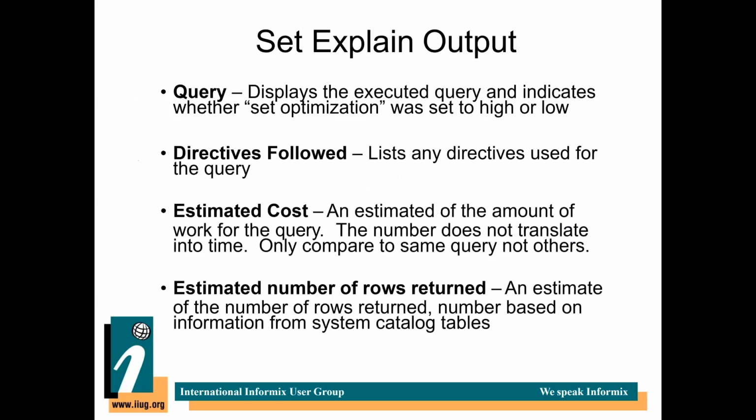So, set explain output. There are different sections in set explain output. You have the query, which displays the executed query and indicates whether set optimization was set to low or high. The directives are listed if any directives were used for the query. Then the estimated cost is the amount of work of the query. The number doesn't always translate into time, and you should only compare the same type of queries, not every different one. It also gives you the estimated number of rows returned, based on the information from the system catalog tables.